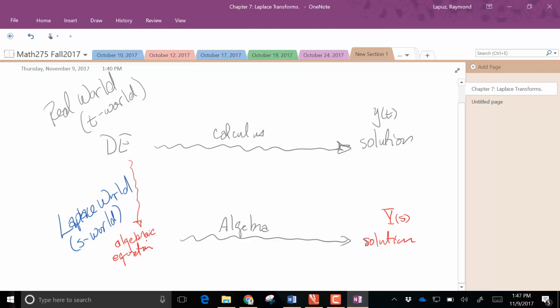In general, we denote it as a capital Y instead of the little y in the real world. When we're in the Laplace world, we denote it as a capital Y, and the variable we're dealing with is going to be S in the Laplace world versus T in the real world. And so from here, we're going to translate our capital Y of S solution back so that we can be in the real world again.